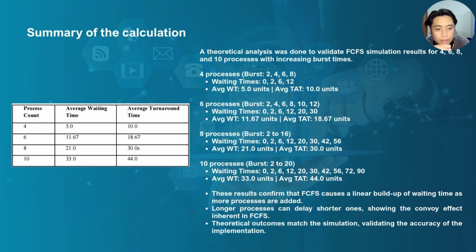So here is the summary for the calculation. To summarize, as the number of processors increases, the average waiting and turnaround time increases linearly in the uniform burst time scenario, but exponentially when the burst time varies. So FCFS, first come first serve algorithm, is simple and fair but becomes inefficient in diverse workloads due to the convoy effect. Our theoretical and simulation values consistently match, reinforcing the validity of our analysis. That's all for me.